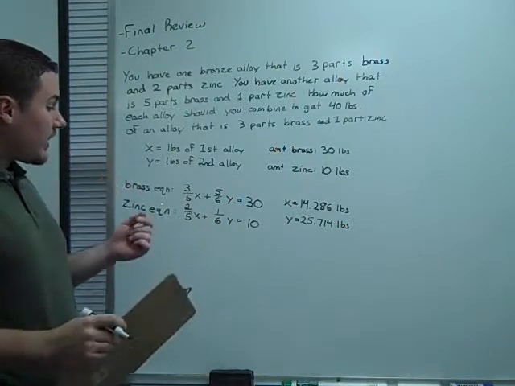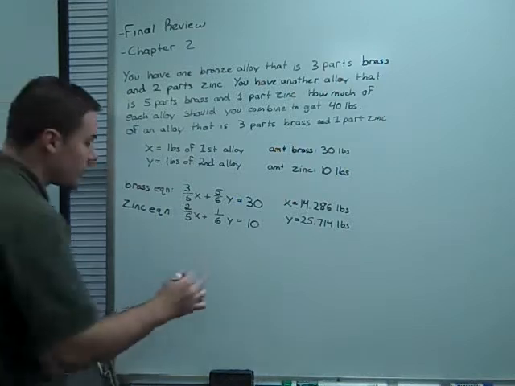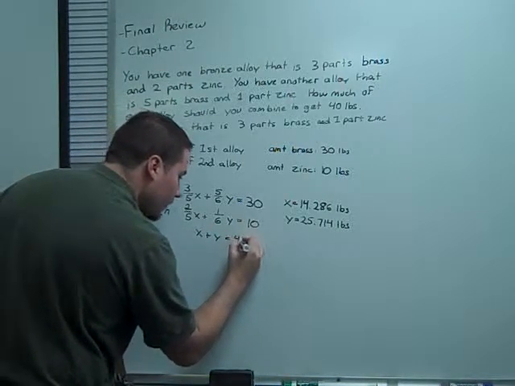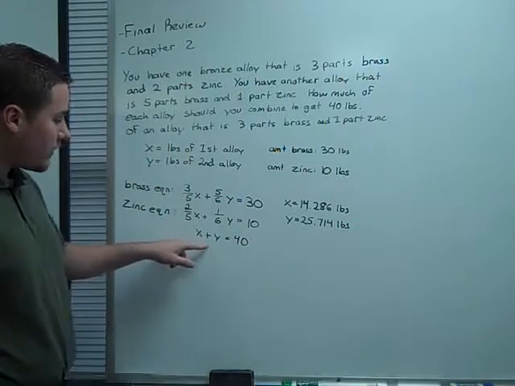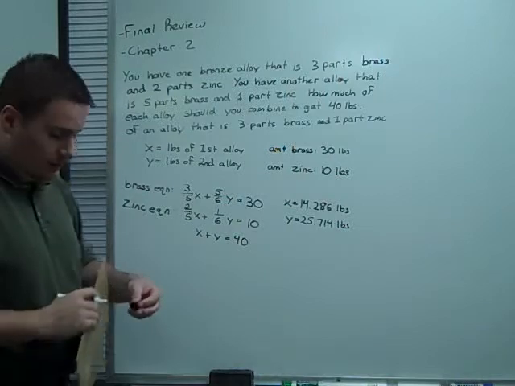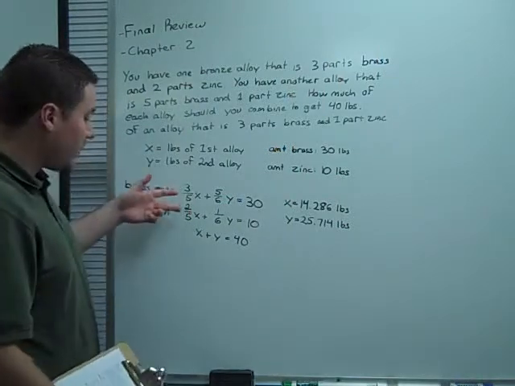Now, at the beginning I said that there was a third equation that you could use, and that is a very simple equation, and that's that X plus Y equals 40. Now, if you use that equation in conjunction with either one of these two, you'll get the same answer. But for the purposes of illustrating how to do a mixture problem, I used these two.